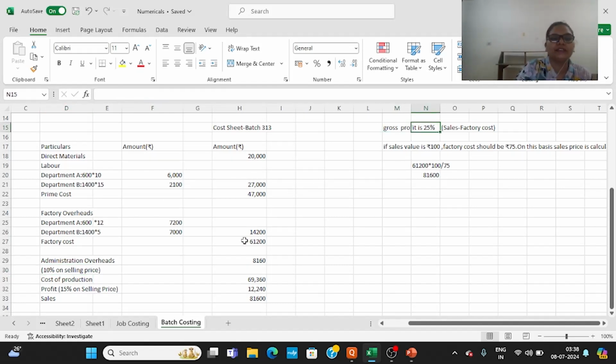But we have been given this information that gross profit is 25%. Basically, if you see from the cost sheet point of view, gross profit is sales minus factory cost. So if sales is 100, then factory cost will be 75 because gross profit is 25. On this basis sales price is calculated, 61,200 into 100 divided by 75. You will get 81,600 as sales. So profit will be 81,600 minus 69,360 and it will be your profit, 12,240.